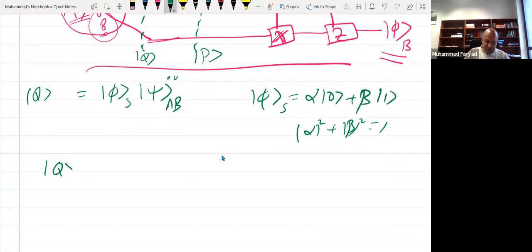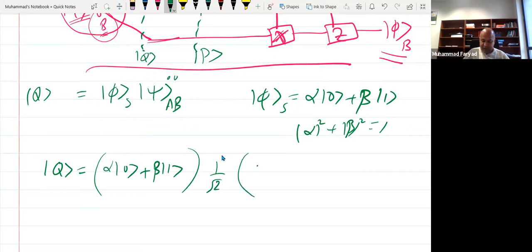So this Q state is alpha 0, beta 1. For the moment, I'm skipping this S, but later on I will bring this S back. But you have to remember that this is the S state. And this phi psi 0, 0 entangled state is this 0, 0 plus 1, 1.